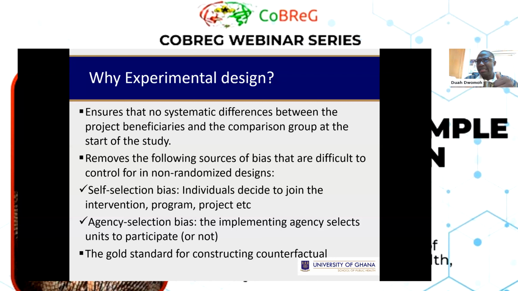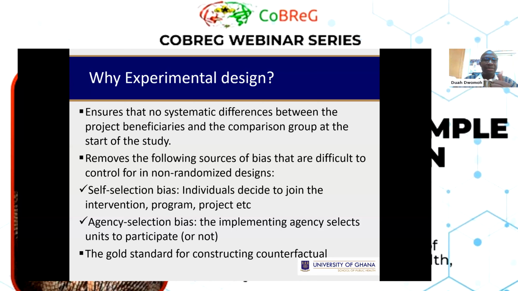Now, why experimental design? Why not quasi-experimental? Why not observational study? We do experimental study design because, one, we want to establish a cause-effect relationship between the exposure of interest, which is the treatment, and then the outcome measure of interest. Why? You can only establish a causal relationship when you are in a position to eliminate all other extraneous factors that will influence your outcome measure of interest. And that is the essence of us doing experimental study. So experimental study basically will ensure that there is no systematic difference between the project beneficiaries, or between the intervention group and then the control group at the start of the study. There will be no difference at all.